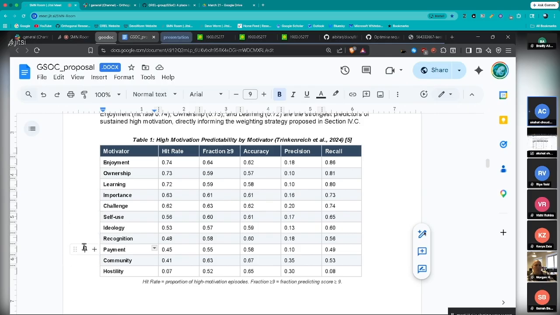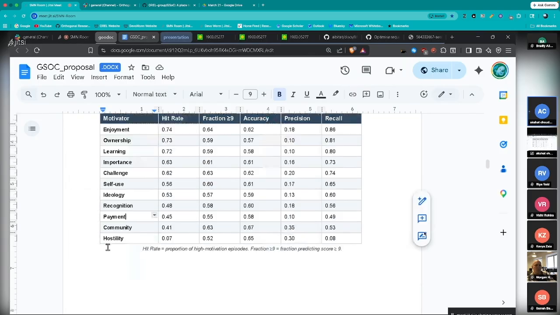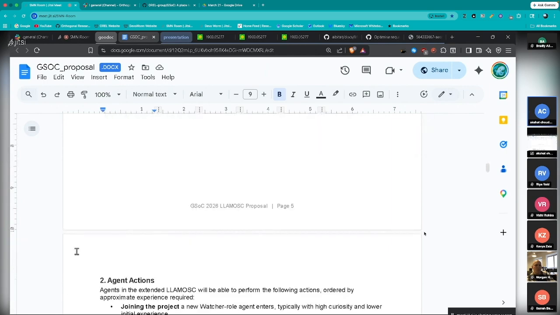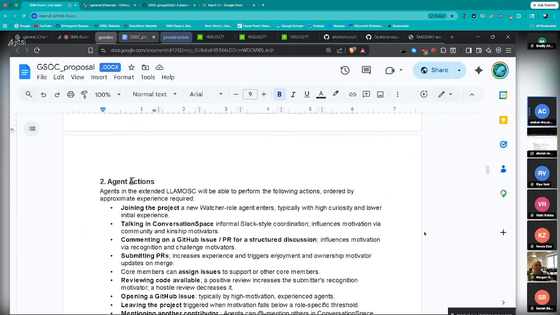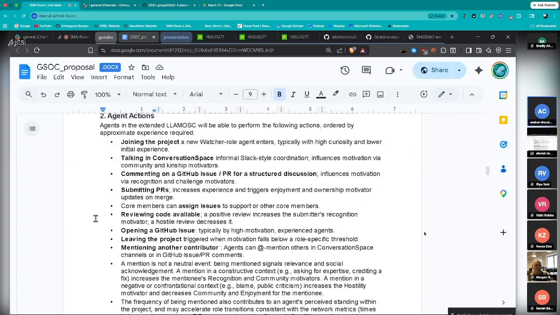So firstly, I would like to rework this motivation system, and I'll use these as weights to update a motivation whenever an action takes place. Now, second is I want to talk about the agent actions. Actions of an agent right now are just submitting PRs and reviewing the code. So I'd like to expand the action set of one agent.